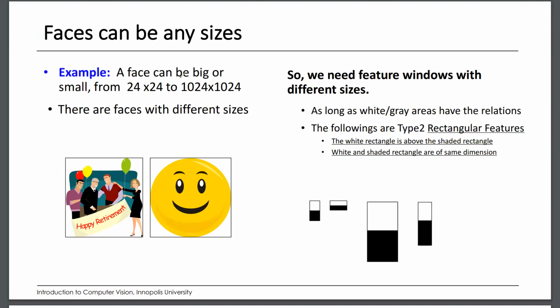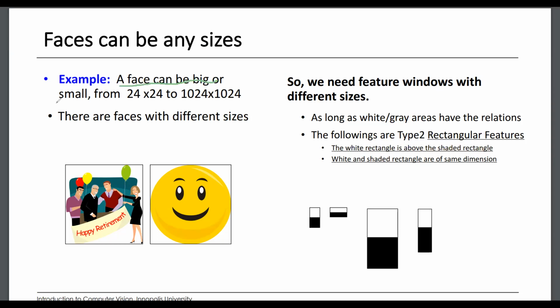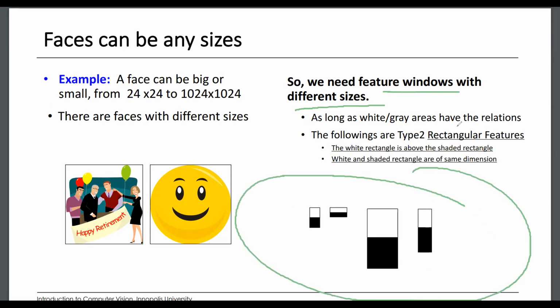Nice. Since faces can be of any size, for example, a face can be big or small, ranging from 24 by 24 pixels, or if you're in a selfie, 1024 by 1024. So there are faces of different sizes in the image, so we need feature windows with different sizes, as we described before.